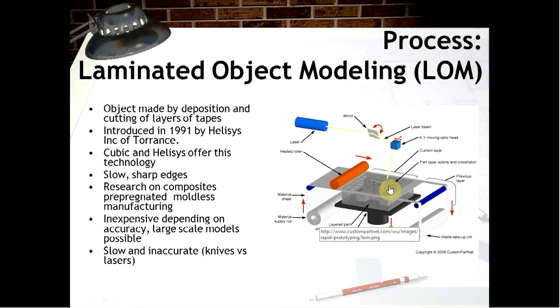Objects are made by the decomposition and cutting of the layers of the tapes. Introduced in 1991, Cubic and Helisys offer this technology. Low cost and sharp edges you are able to create with the help of this technology. And then research on composites, prepreg modeless manufacturing, inexpensive depending on accuracy, large scale models possible, slow, inaccurate, some inaccuracies will be there.